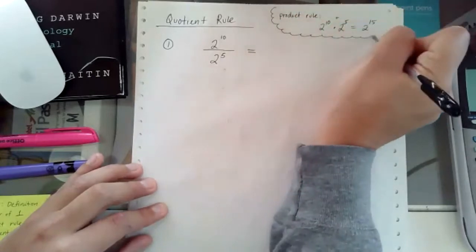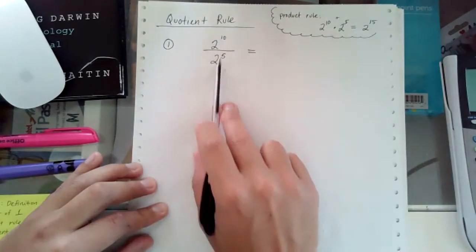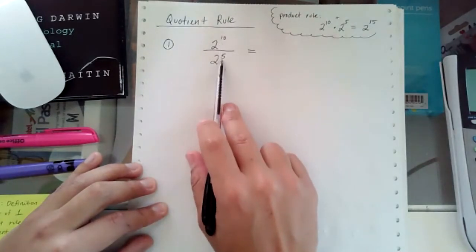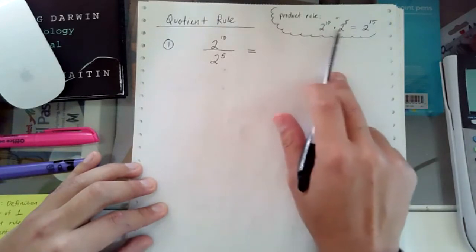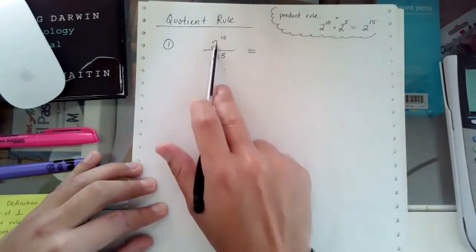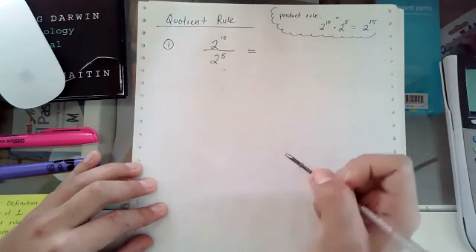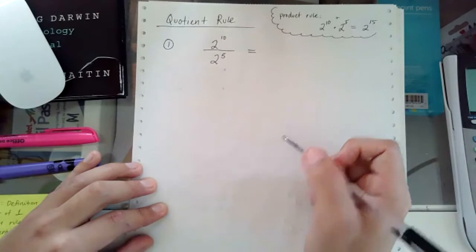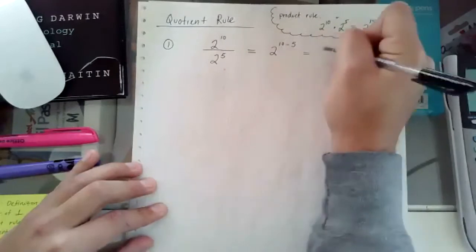So if we're not multiplying, but we're dividing, what do you think we're going to do with the exponents? When we multiplied the bases here, we added their exponents. So if we're dividing the bases here, what should we do with the exponents? Subtract. 2 to the 10 minus 5 would be 2 to the 5th.